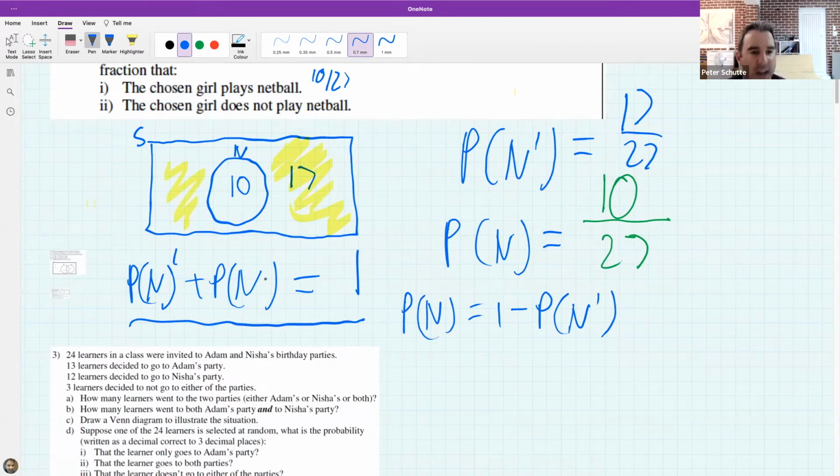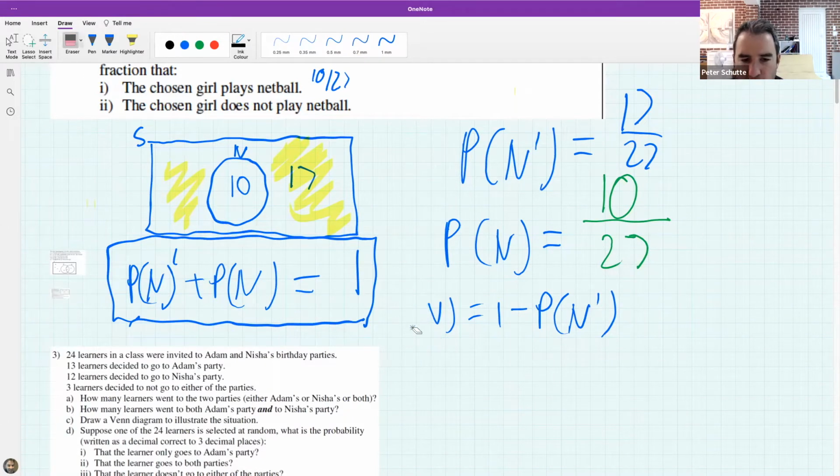Yes. Okay. So basically, all I wanted to show you is that these two events, playing netball and not playing netball, are complementary events. And when events are complementary, if you add the probability of an event and the probability of its complement, it will always add to 1. That's all I wanted to show you.